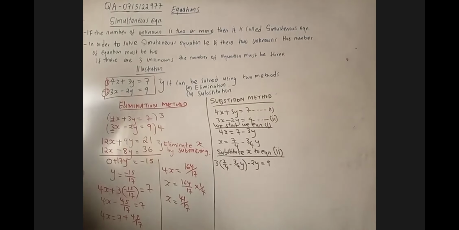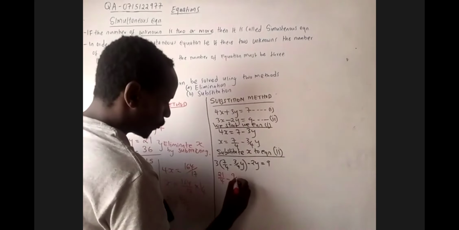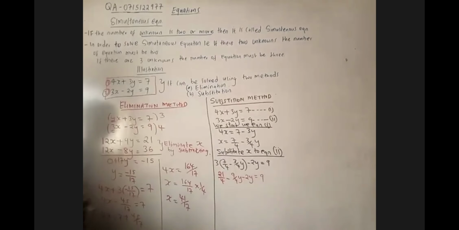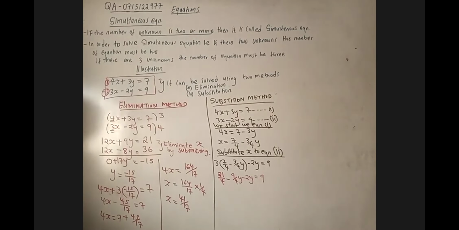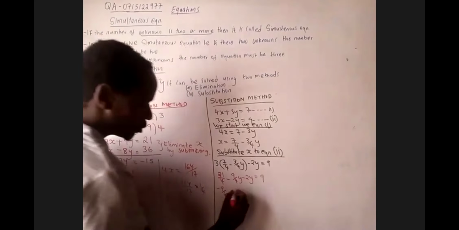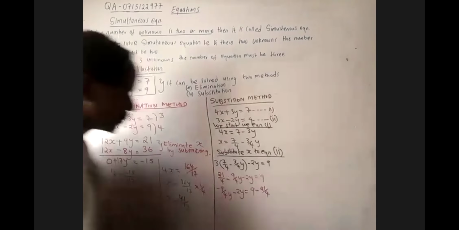So tutakuwa 7 over 4 times 3, which is equal to 21 over 4. Equals 21 over 4 minus 9 over 4y minus 2y is equal to 9. Kama hapo mmenipata? I hope mmenipata. So let us collect the items together. So minus 9 over 4y minus 2y is equal to 9 minus 21 over 4. Mmenipata?